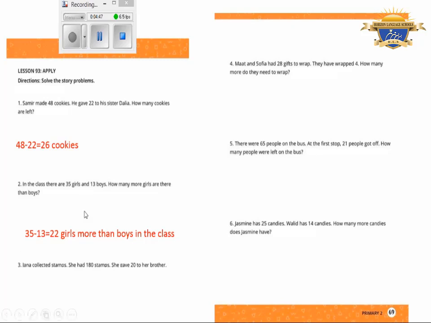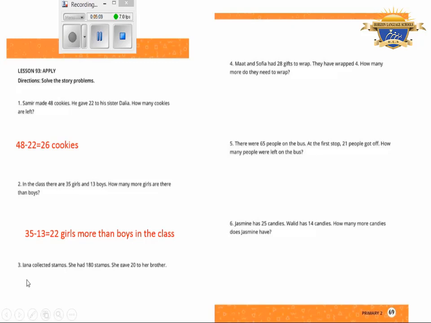Okay, can I say 13 minus 35? No, of course I can't, because we already said that order always matters in subtraction problems, and we should start with the highest number or the biggest number.